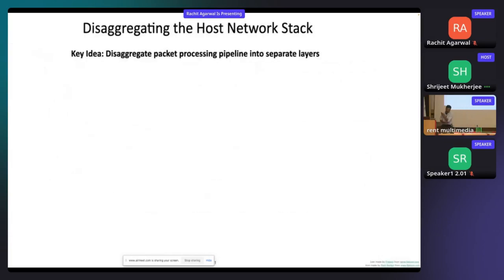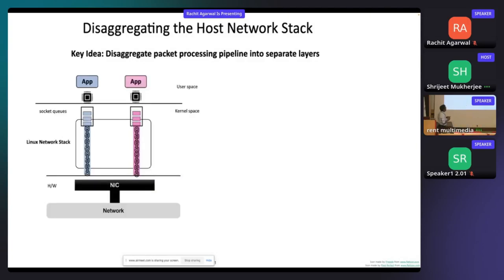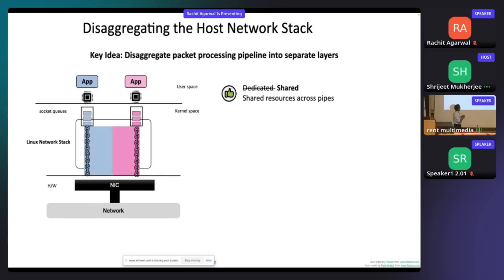So what is the NetChannel architecture? It's saying that we take this entire packet processing pipeline and disaggregate it into multiple loosely coupled layers. In particular, the first thing that we are going to do is make sure all the pipes, even the disaggregated pipelines, share all the resources at the host.